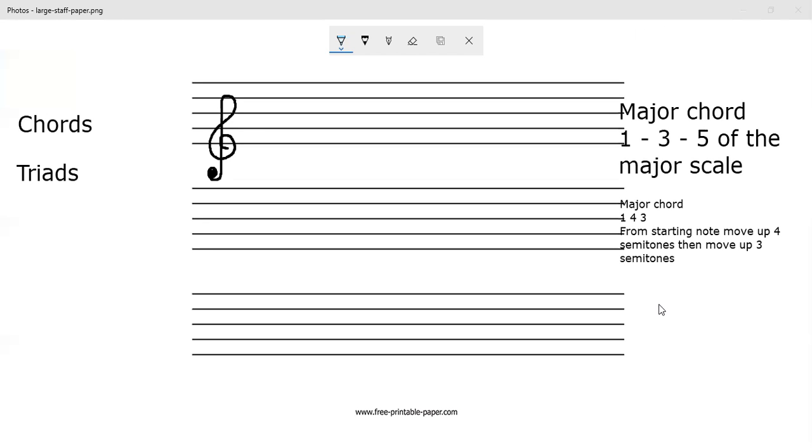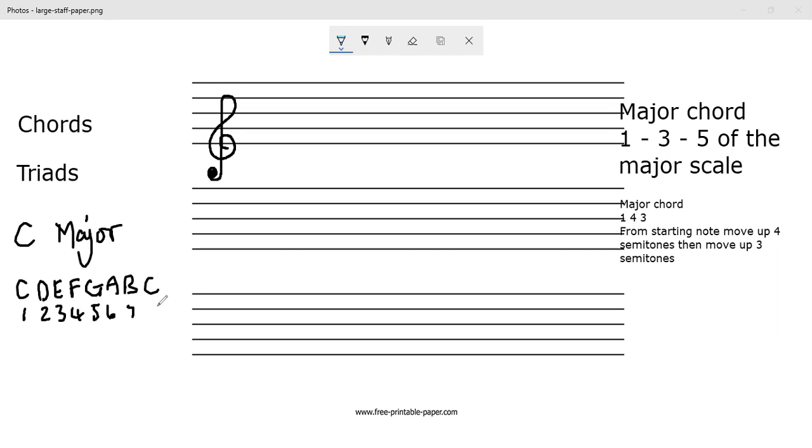So if we know that a major chord is notes 1, 3, and 5 of the major scale, let's say we want to write the chord of C major. An easy way to do it is to write out the notes of C major. So it's C, D, E, F, G, A, B, C, and it'll be notes 1, 2, 3, 4, 5, 6, 7, 8.